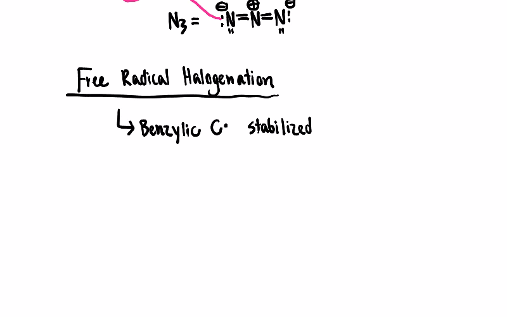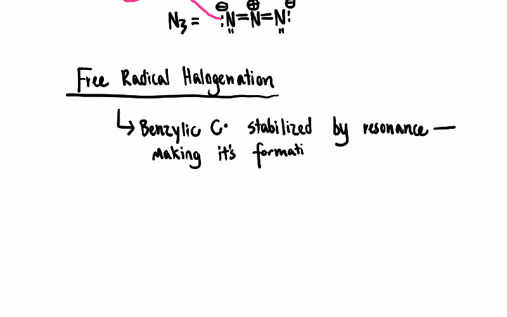So we're going to see the benzylic carbon radical is stabilized by resonance, and that's going to make its formation particularly favorable. So we're going to see that halogenation at the benzylic position is a particularly common thing to occur.